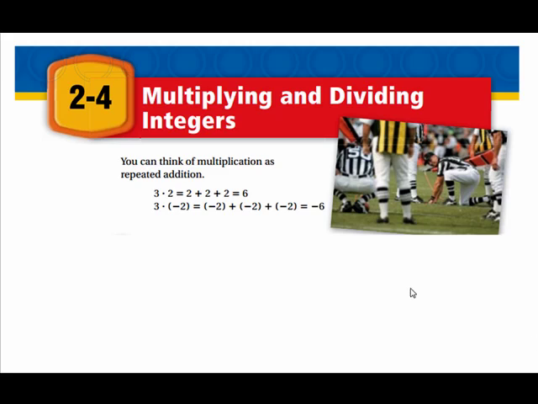All right, let's begin. You can think of multiplication as repeated addition. As we know, we could think of 3 times 2 as 3 groups of 2: 2 plus 2 plus 2, which equals 6. In the same way, 3 times negative 2 is 3 groups of negative 2: negative 2 plus negative 2 plus negative 2 equals negative 6.